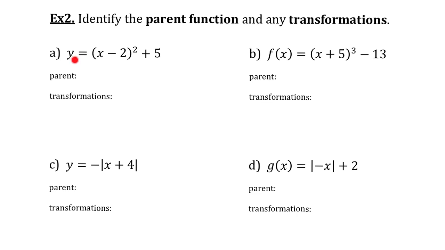So, parent functions: linear, quadratic, absolute value, cubic. Okay, so this is x minus 2, squared. Since it's squared, quadratic. If I were to graph it, I know it's going to be a parabola. Now, what are the transformations? Well, I see parentheses first off. x minus 2, right 2. Plus 5, up 5.